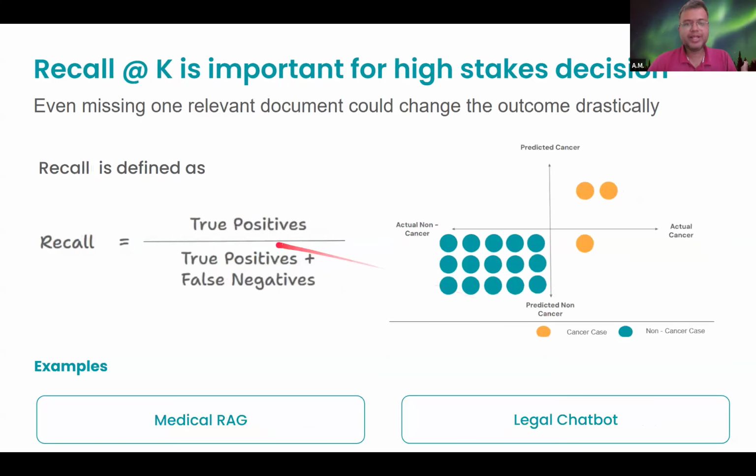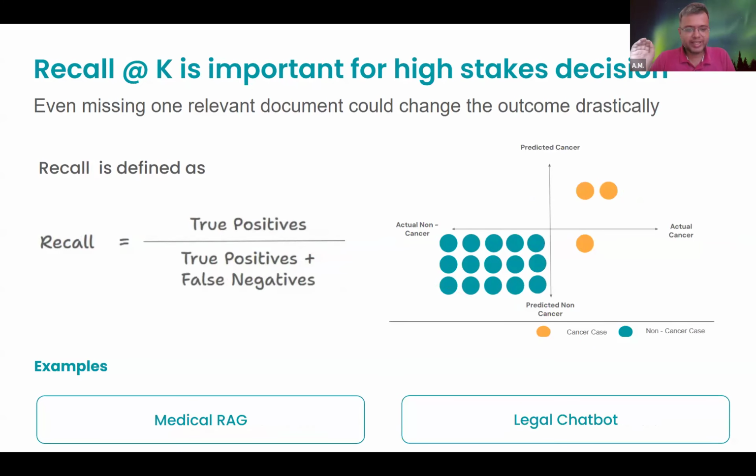Okay, I'll move to the next concept: recall at K. This concept becomes very important when you're taking high-stakes decisions. The situation goes like this: if you miss even a single relevant document, it could change the outcome drastically.